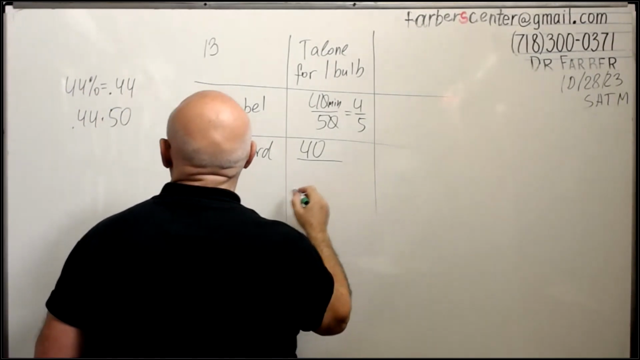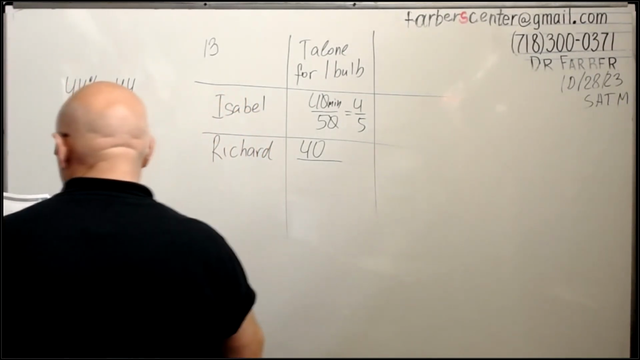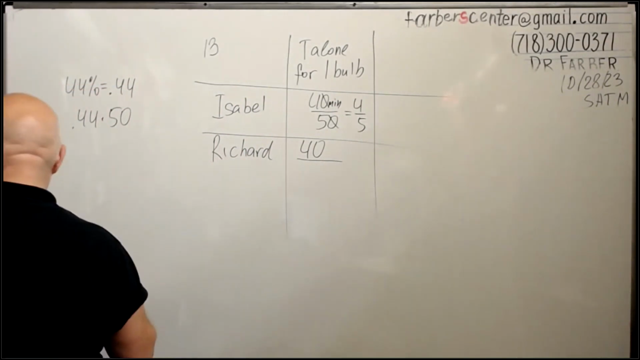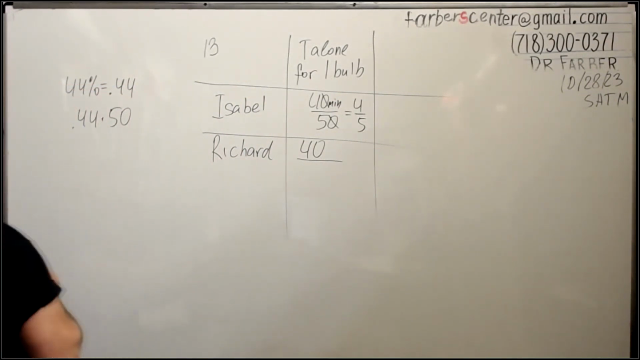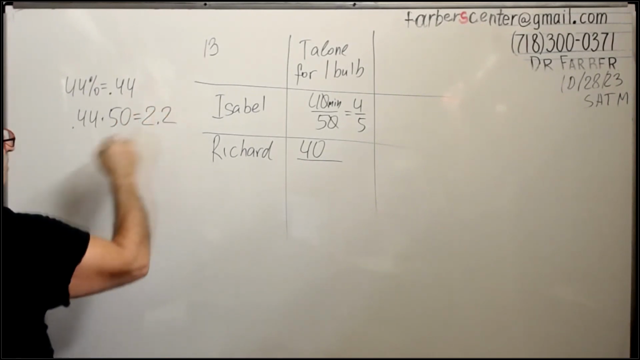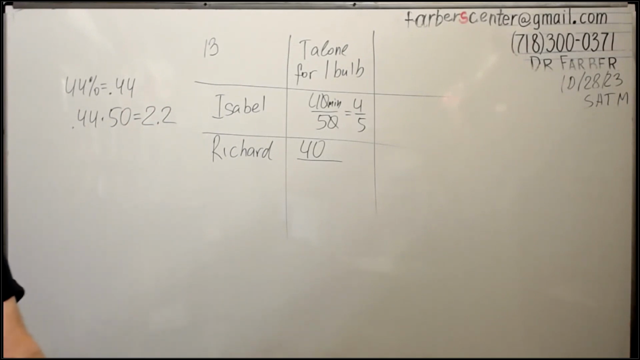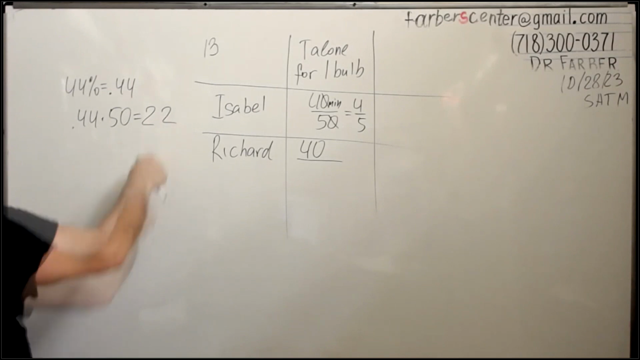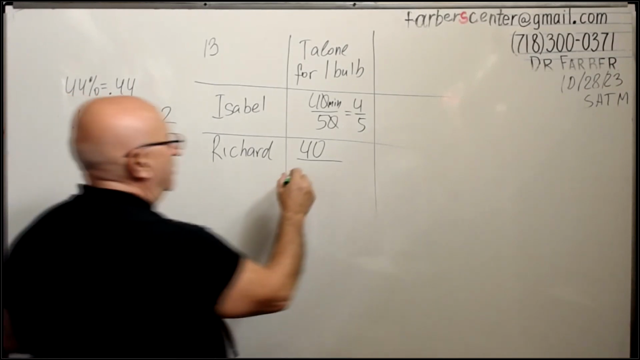So this is actually 0.44 times 50. If you multiply, what is it? It would be 2.2, right? 220 minus 2.2. 0.44 times 50. This would be 22 in this case. 22 over 22.